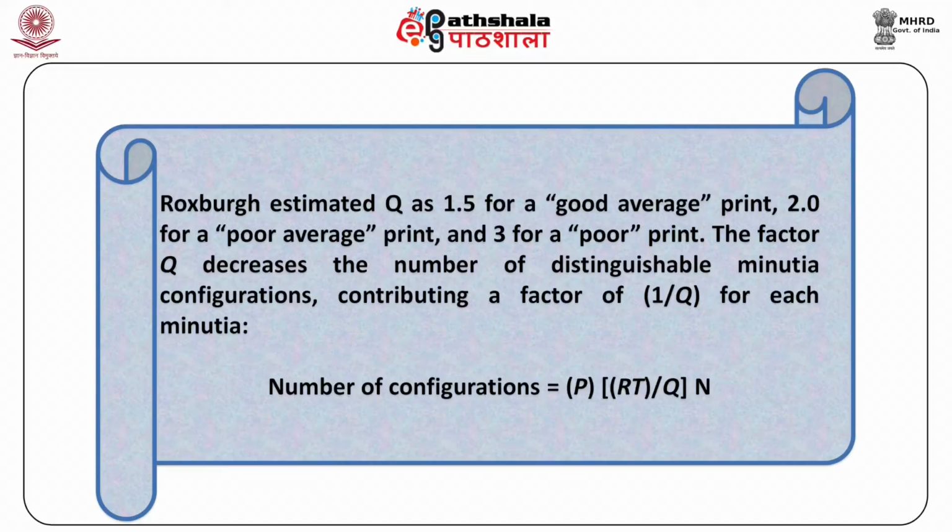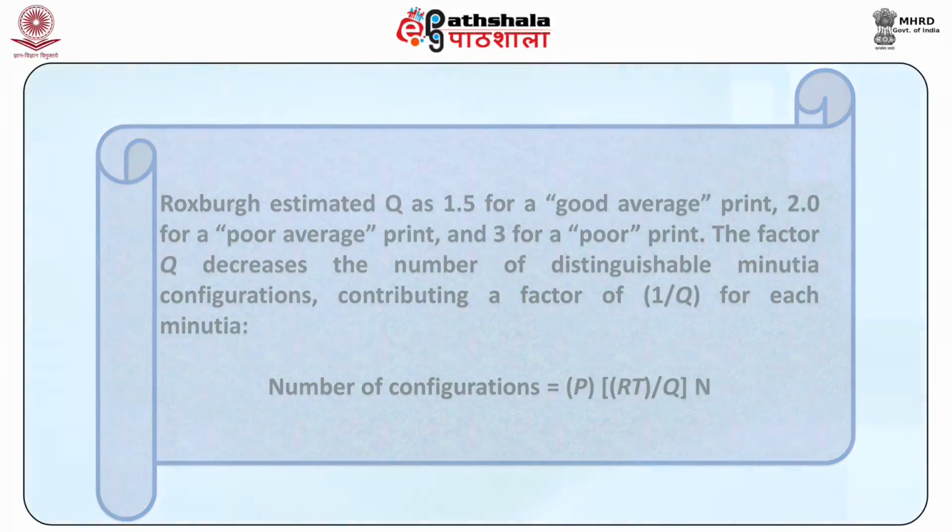The factor Q decreases the number of distinguishable minutiae configurations, contributing a factor of 1 by Q for each minutia. The number of configurations is equal to P into R^T upon Q^N.